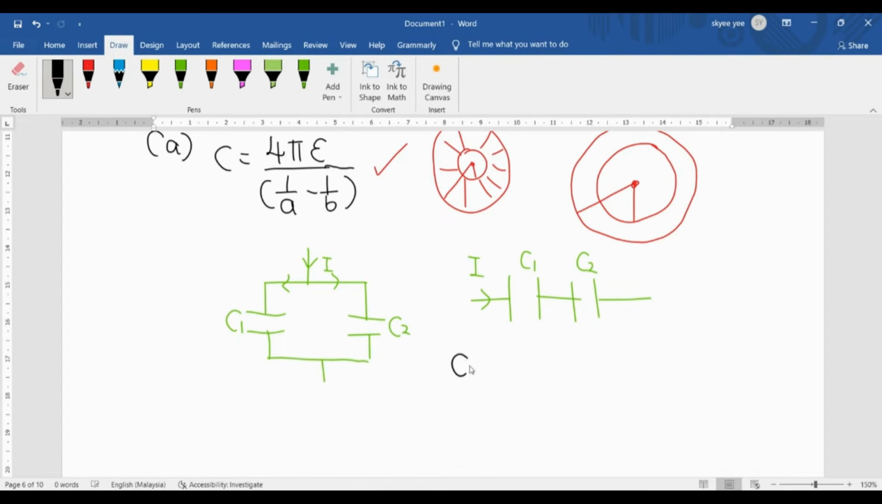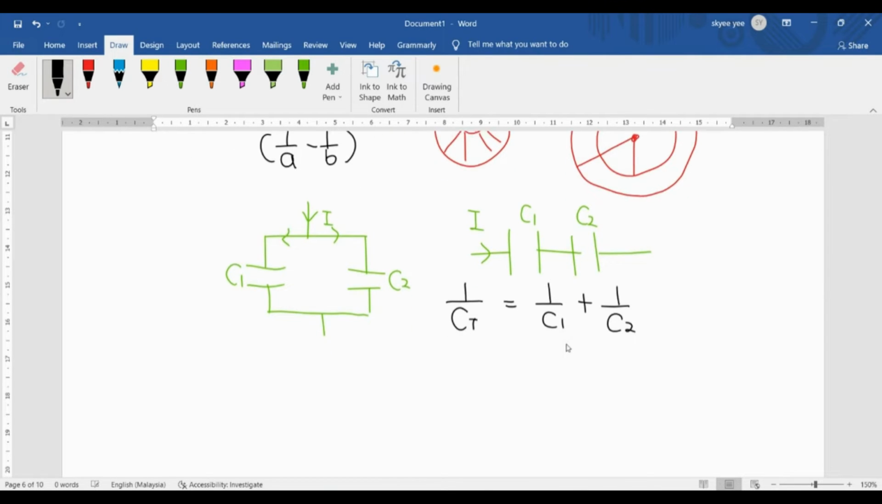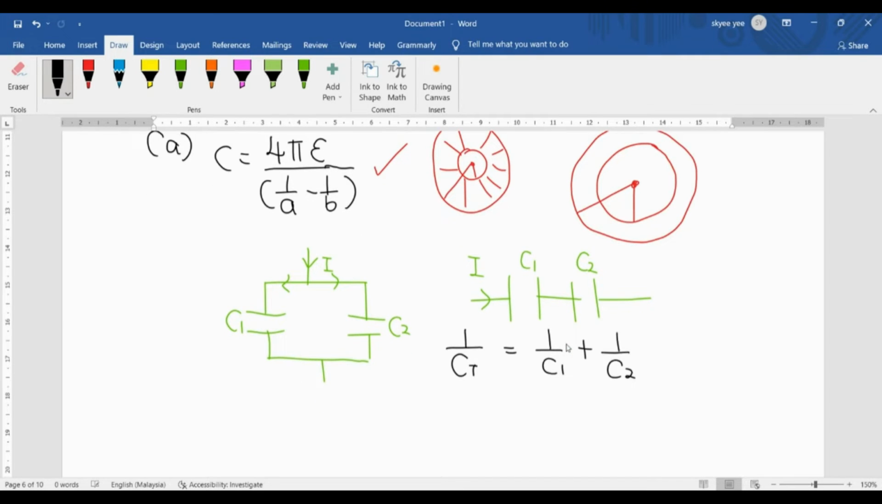So for the series, the total capacitance, C total, will be calculated from C1 and C2. All right, now let's replace this one. For the C total, maybe we'll calculate C1 first. For C1, we're using this equation because the shape is a sphere.